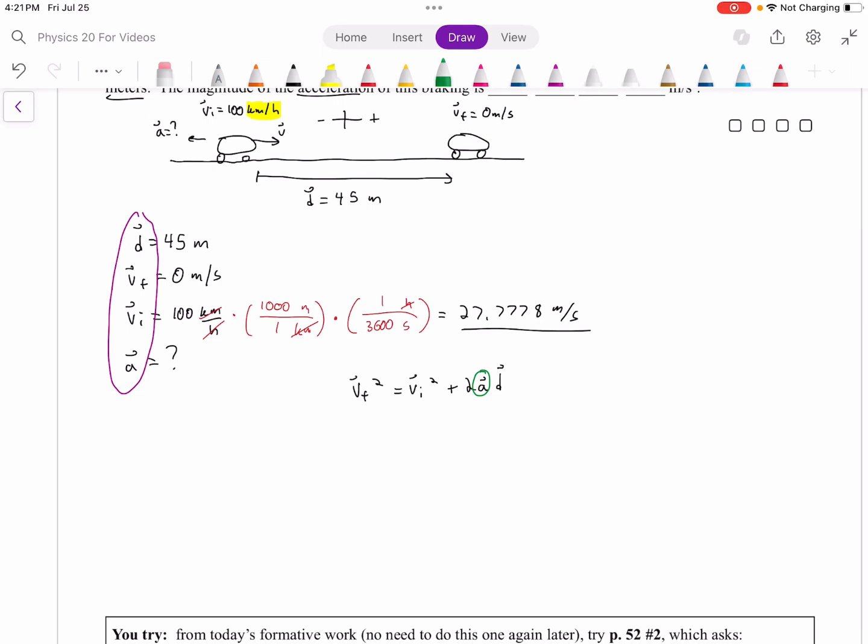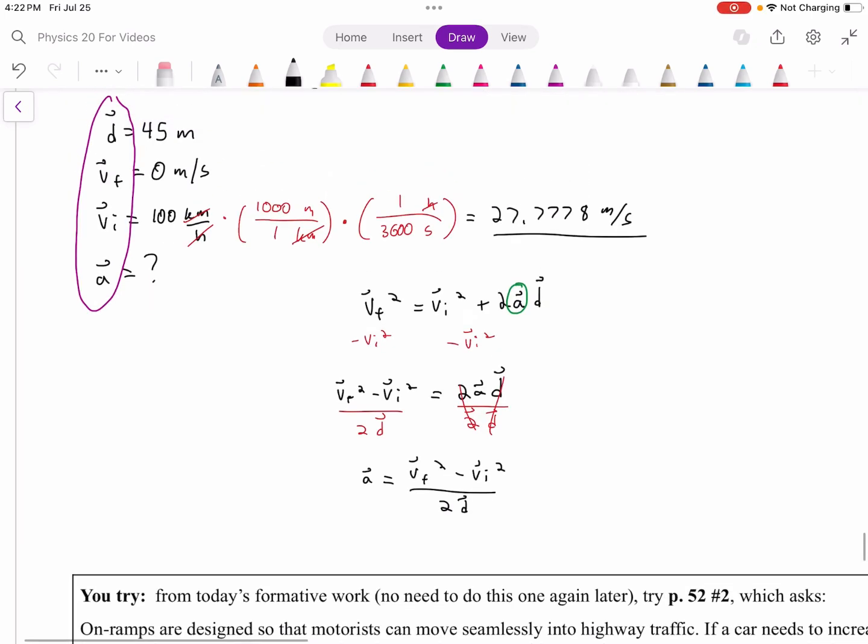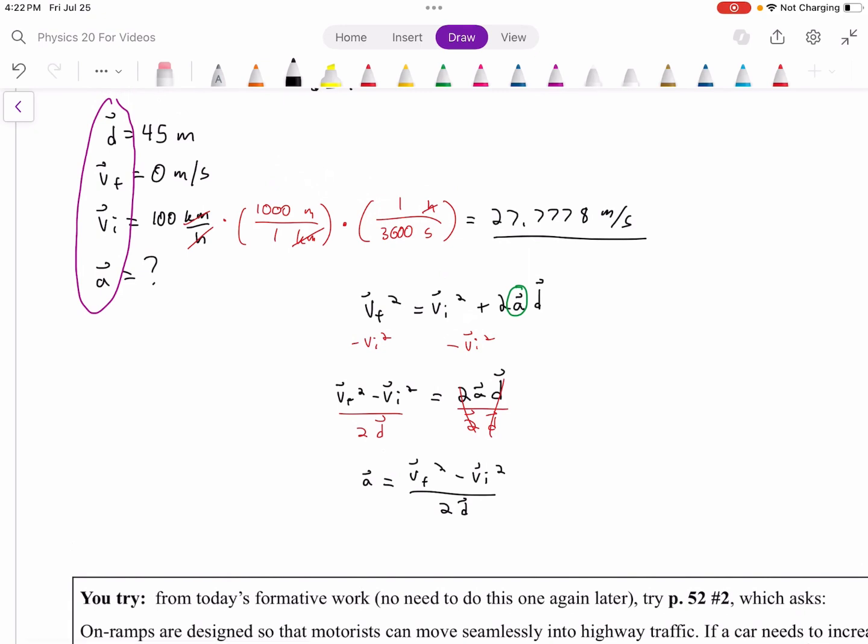Okay, so undo the operations that are happening to it following reverse order of operations. Additions need to be dealt with before multiplication, so I'll subtract vi squared from both sides. Then acceleration is being multiplied by 2 and d, so we'll divide by 2 and d. There we go, we've solved for acceleration. We're ready to put the variables in where they belong. Okay, so our acceleration, v final, well, we know that's just 0 meters per second.